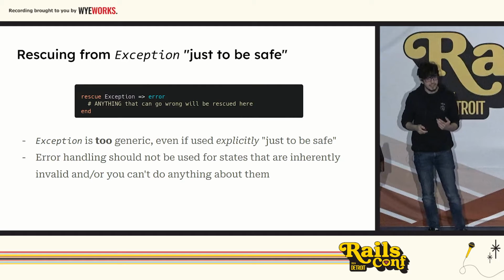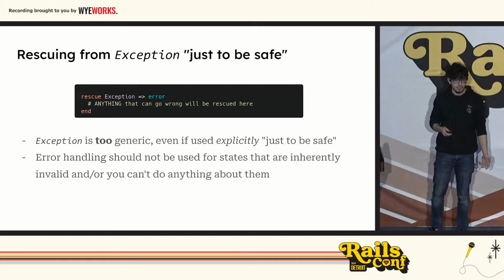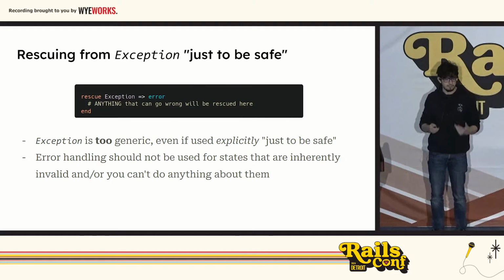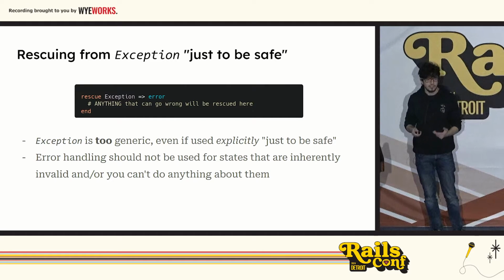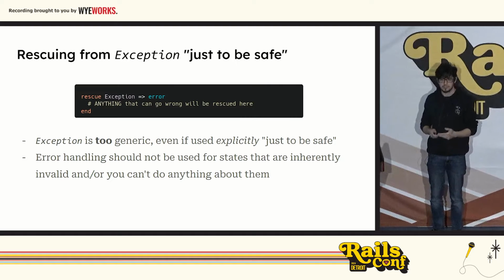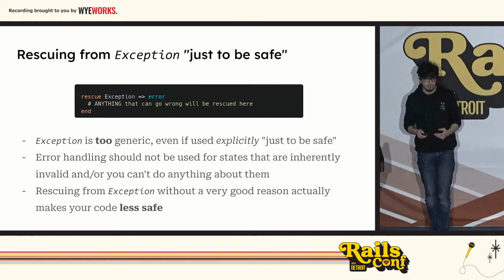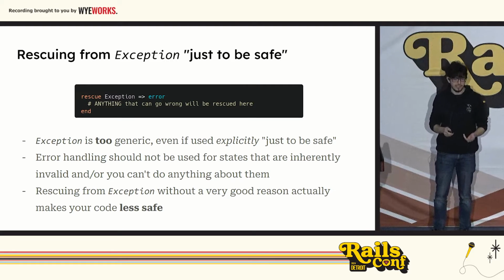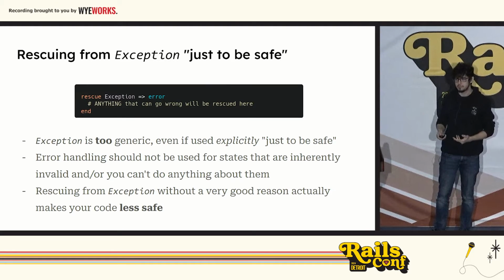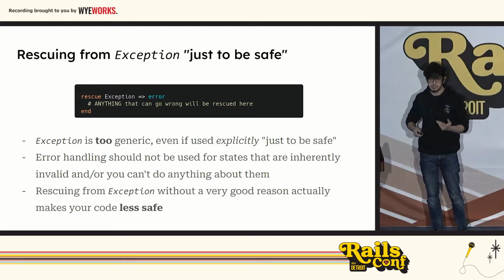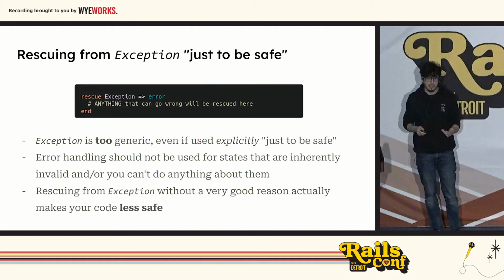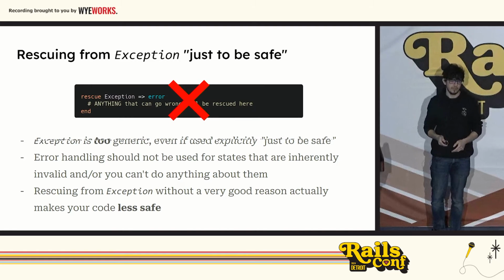So the thing is that error handling should not be used for states that are inherently invalid or that you can't do anything about. If you rescue from an error and you can't do anything inside that rescue block, you might as well not rescue it and just let it crash. So that being said, rescuing from Exception without a very good reason for that, because there are good reasons for that, actually makes your code less safe. So I'm going to show an example of that.